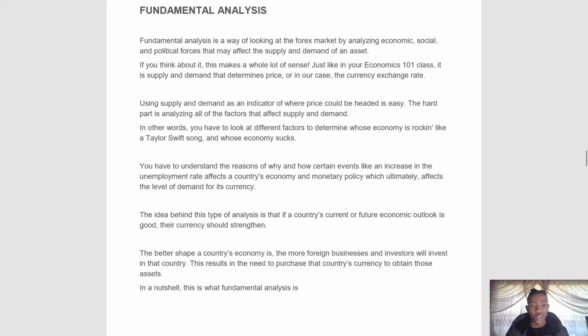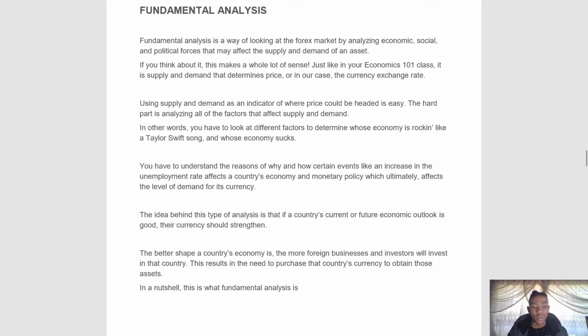So in other words, you have to look at different factors that determine whose economy is rocking, like a Taylor Swift song, and whose economy sucks. So fundamentals allow us to actually know when the economy is doing bad and when the economy is doing good. So you have to understand the reason why and how certain events actually affect the market, like unemployment rates affecting the country's economy, and monetary policy, which ultimately affects the level of demand for its currency. So the idea behind this type of analysis is that if the country's current and future economic outlook is good, their currency should strengthen. Right? If it's good, then it would actually strengthen.